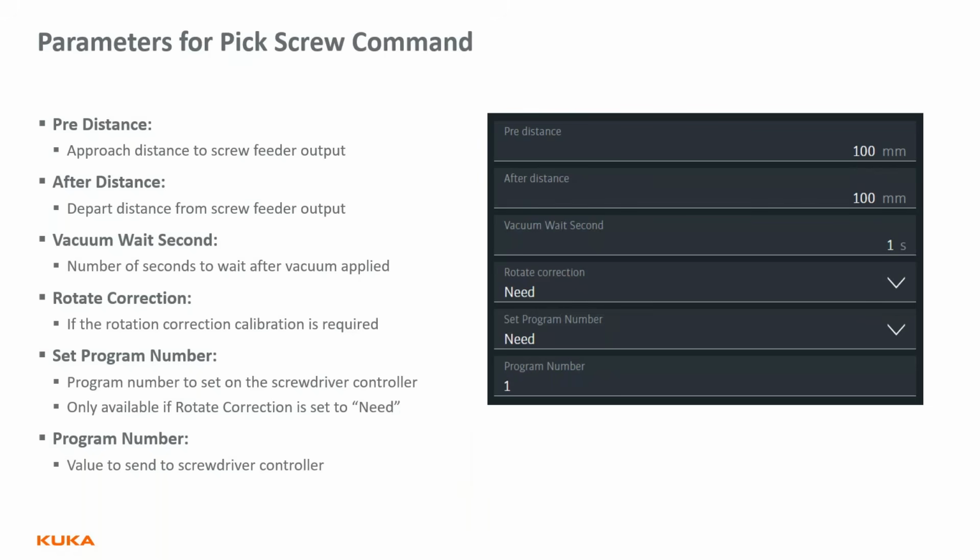The parameter vacuum wait second is the number of seconds the robot will wait at the pick position for the vacuum to activate. Rotation correction is a function that can be activated for the screw pick operation if the screwdriver supports it. And if rotation correction is active, you can specify if the program number is to be set during the screw pick operation and then define that program number.